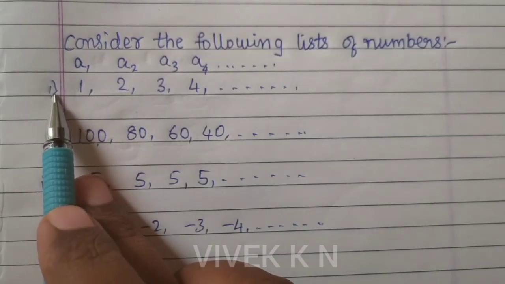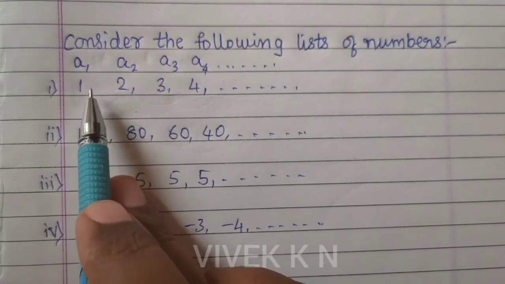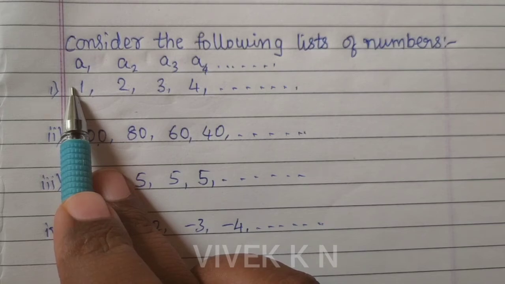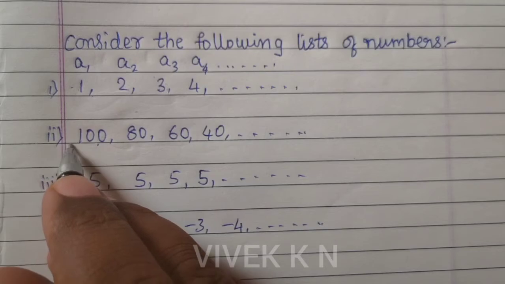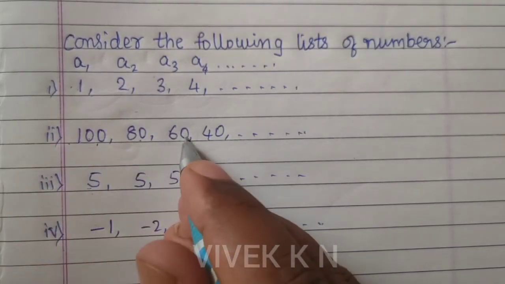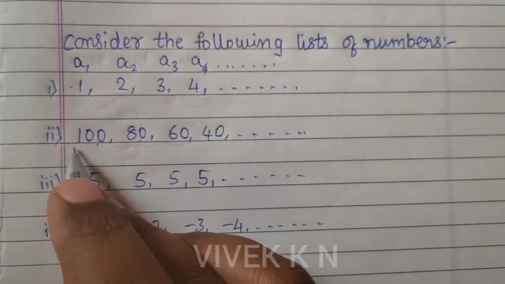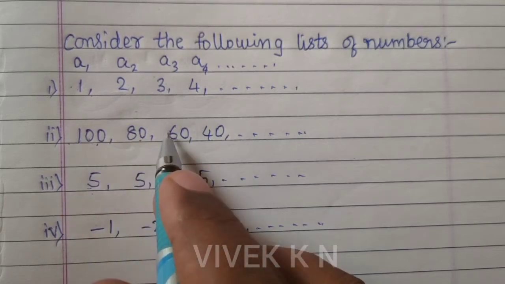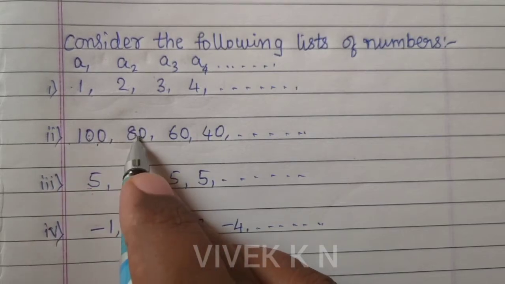In sequence 1, except the first term, each term is one more than the preceding term. In the same way, in the second sequence, this is A1, A2, A3, A4. Here also, except the first term, each term is 20 less than the preceding term.